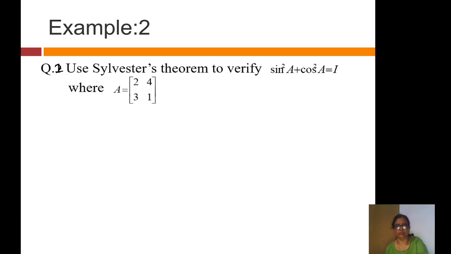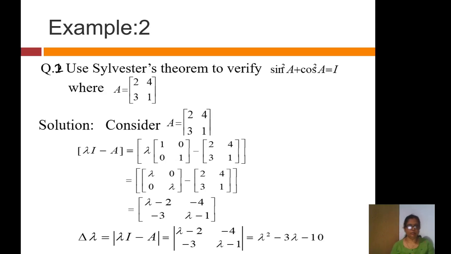Use the Sylvester theorem to verify sin square A plus cos square A equal to I, where A equal to a 2 by 2 matrix. Now consider the given A matrix, then apply the steps for solving the problem of the Sylvester theorem. Here lambda I minus A. Substitute the values, then we get this matrix.